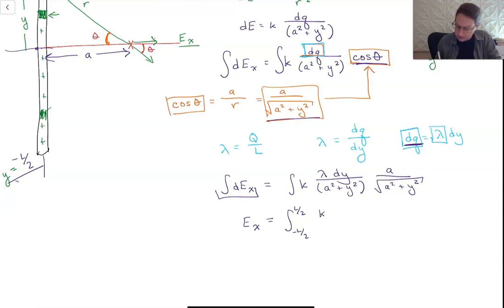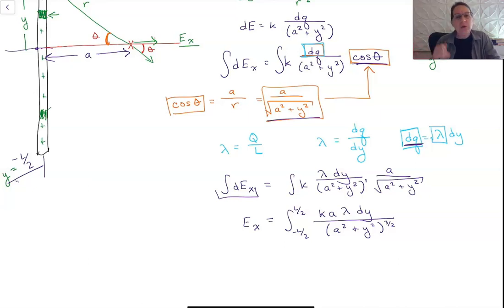And then I've got k a lambda dy, and then this is a squared plus y squared to the first power. This is a squared plus y squared to the 1/2 power, so I can write that all as a squared plus y squared to the 3/2 power, right? Because 1 plus a half is 3/2.